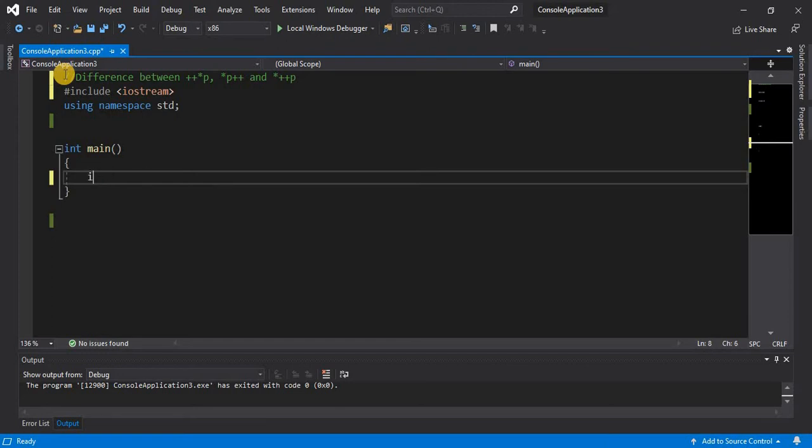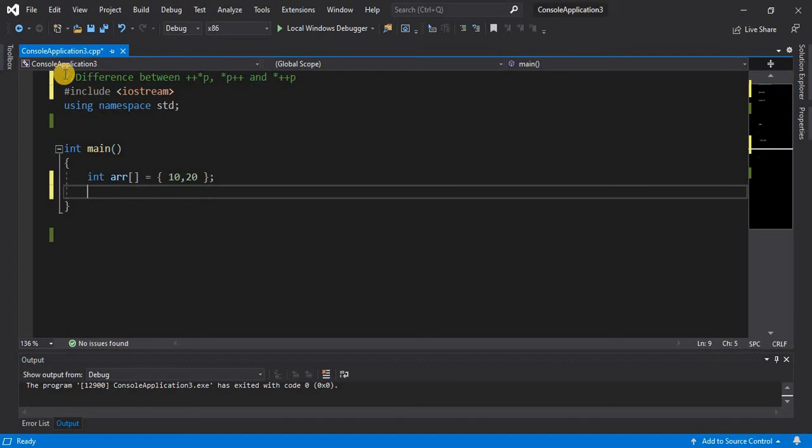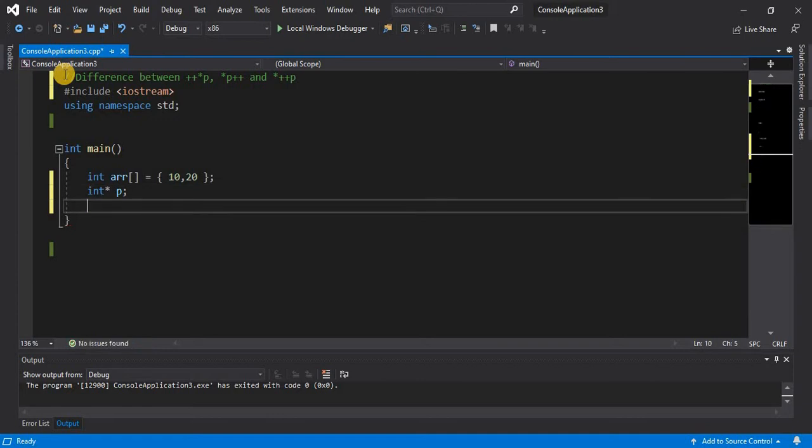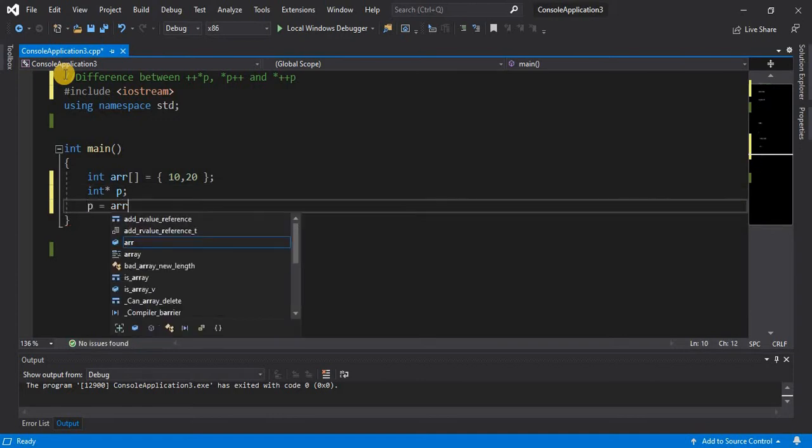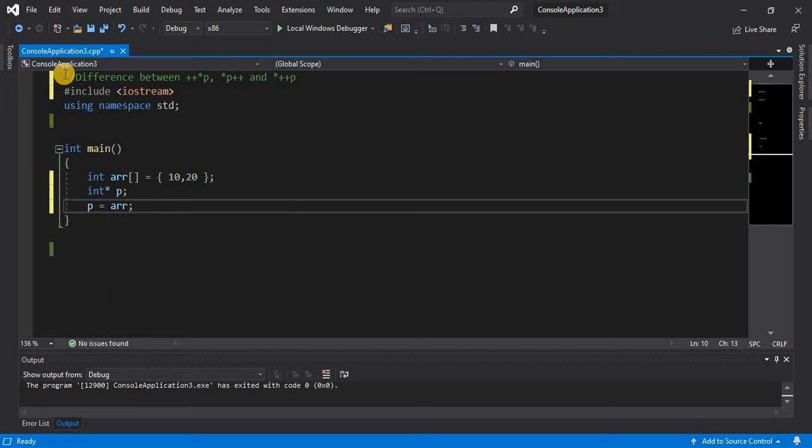So let's create one array of integers, int arr, and we'll initialize it with two values, say 10 and 20. So ARR is an integer array having two values, that is 10 and 20. We create one integer pointer p and we assign it to the ARR array. So now pointer p, which is an integer pointer, points to an integer array, that is ARR.